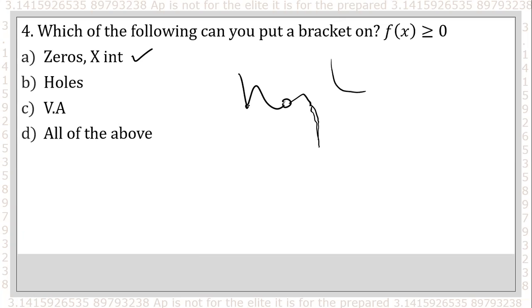If this right here was our x-intercept, we can physically put a point here. A hole, on the other hand, is an emptiness, a removable discontinuity in our graph. So we cannot put a bracket on it. It's not really on our graph. We would actually have to put a parenthesis. How about vertical asymptotes? Can I physically put a dot on a vertical asymptote? Hopefully you see that the graph does all that it can to avoid this. So this would also have parentheses. So the only thing that should have a bracket, when you are asked to state the interval at which it is greater than or equal to 0, should be your x-intercepts.